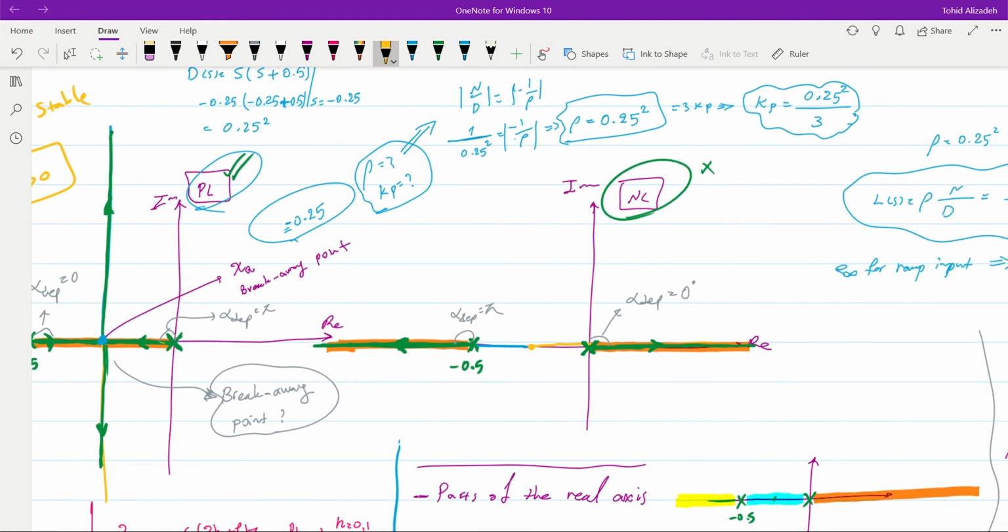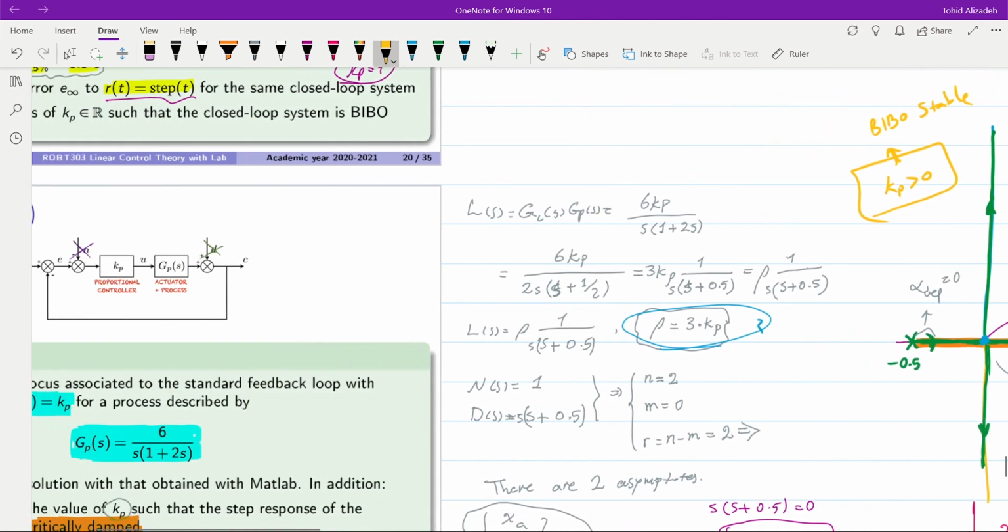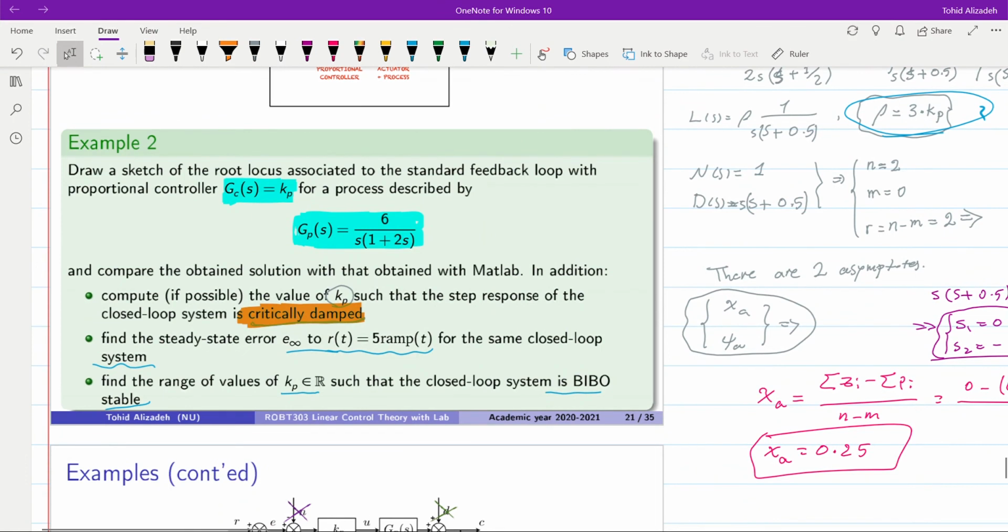On the other hand, for the negative locus, you can see that for any value of Kp or rho smaller than 0, we have one pole on the right half plane. So the system is not bibo stable. And if we want to conclude, we can say that for any value of rho bigger than 0, which means that for Kp bigger than 0, we have our system as a bibo stable system.